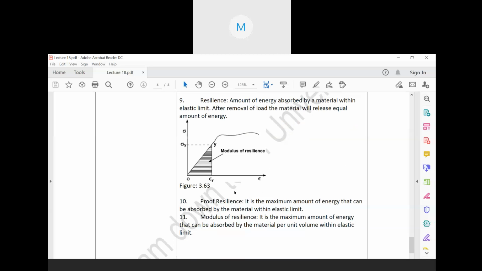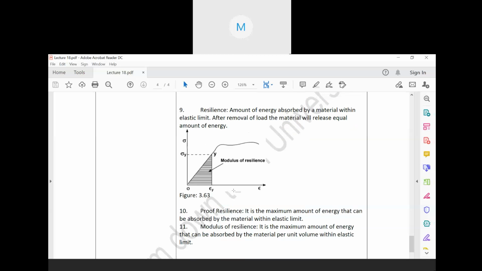Now there are two other properties. These are important actually. Number one is resilience. It is the amount of energy that is absorbed by a material within elastic limit. This is termed resilience.